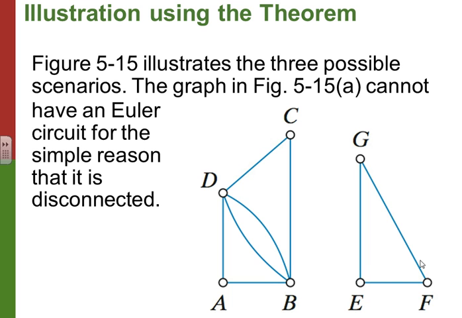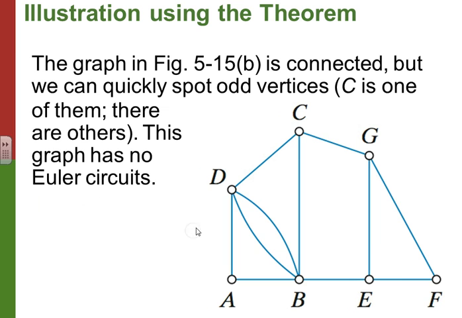So I've got 1, 2, 3, 4 on that one. This graph is connected, but at vertex C, I've got 1, 2, 3. I'm odd. I have an odd at C, I'm odd at G, I'm odd at E, and I only have to be odd at one of them, so I have no Euler circuits. I don't even have to look.